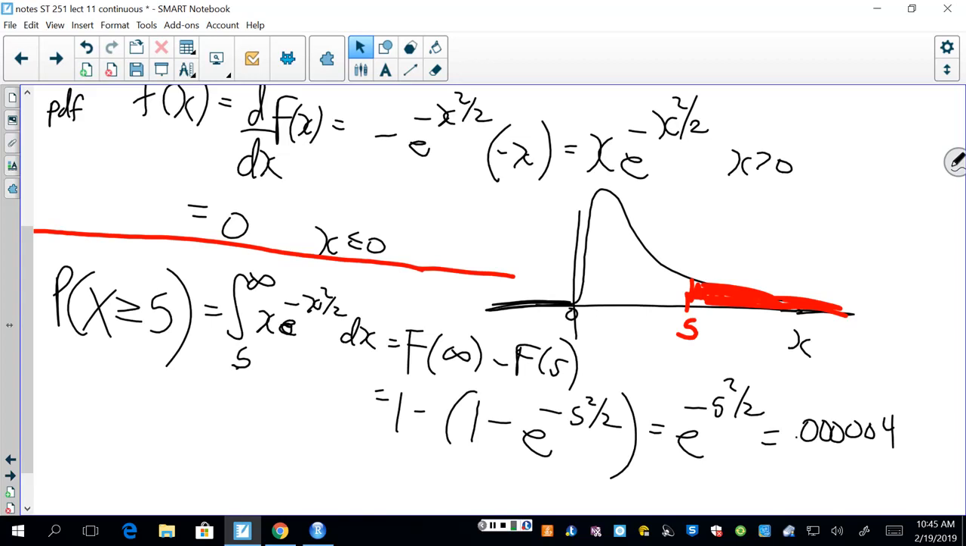It's really small, right? So I probably shouldn't draw the picture like this. I should probably draw the picture with 5 out here someplace, so that the tail of the distribution is this little tiny part out here. Right? Maybe even farther than that. So 5 with this distribution would be a really unusual point.